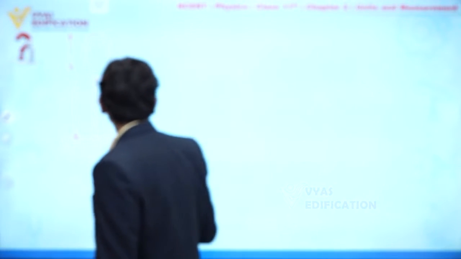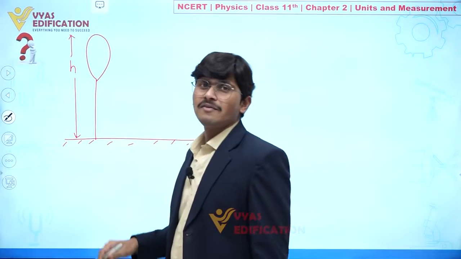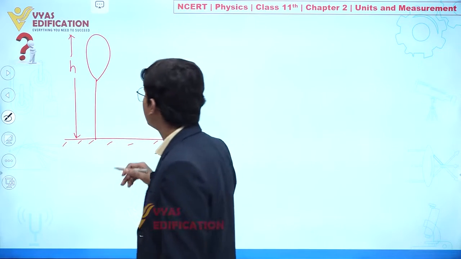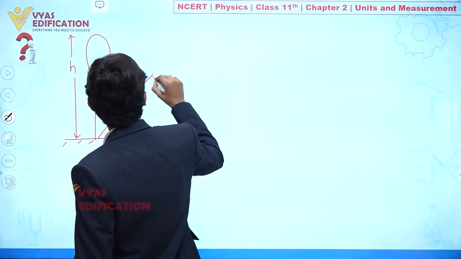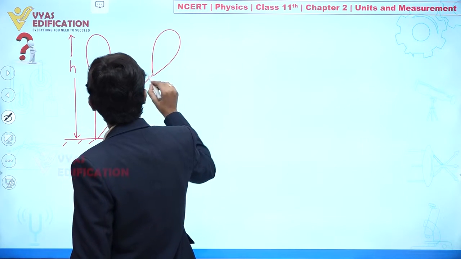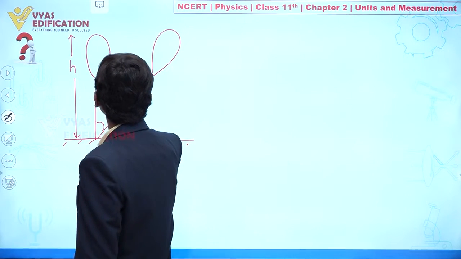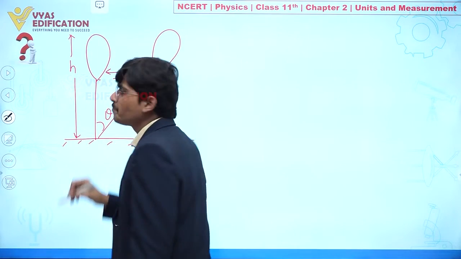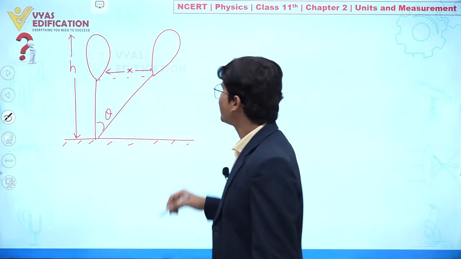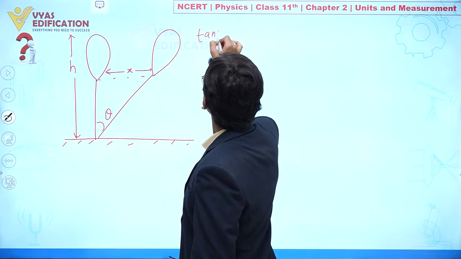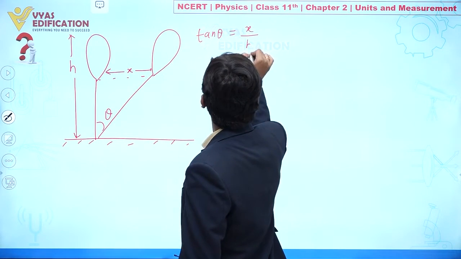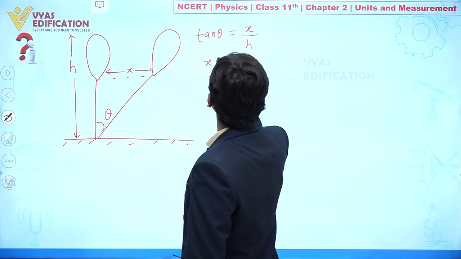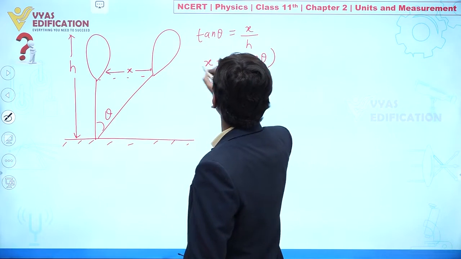Now after some time when I place this balloon in the wind, let's suppose this is the position of the balloon, it is making an angle theta, and the distance covered is x. So can we find the value of tan theta? Yes, tan theta is given by x by h. So from here we can calculate x equal to h tan theta.